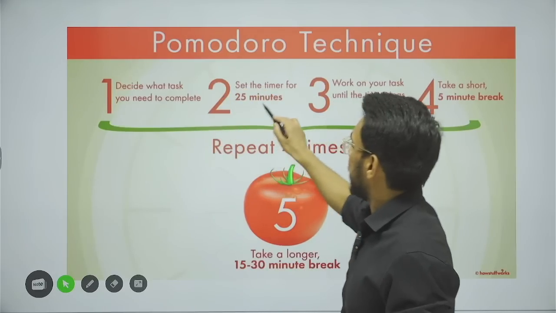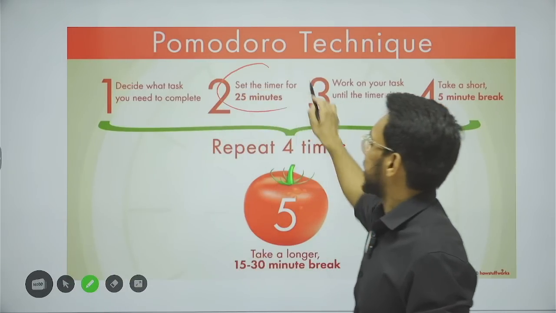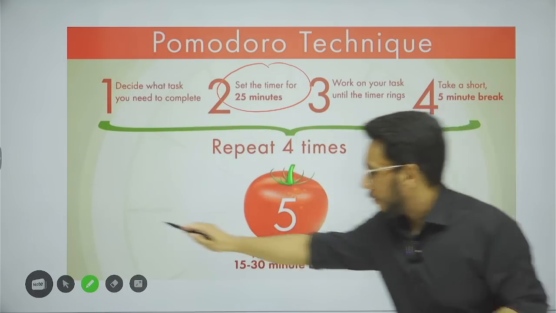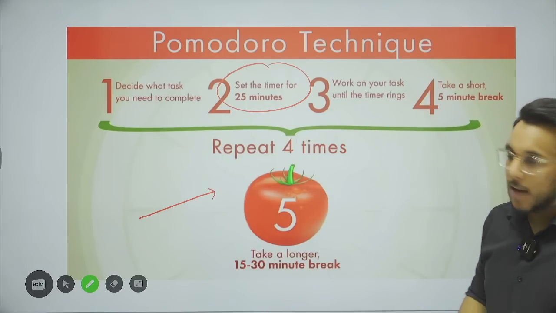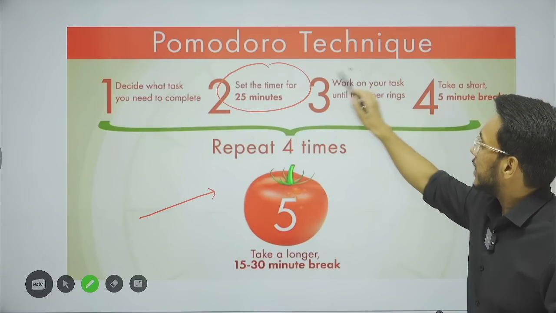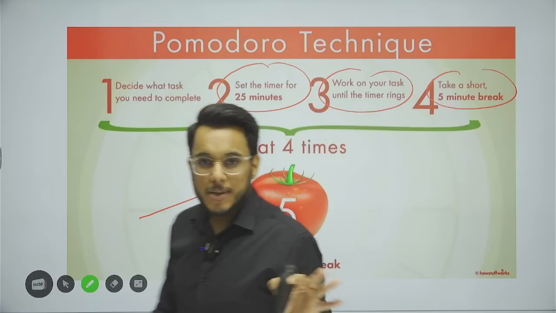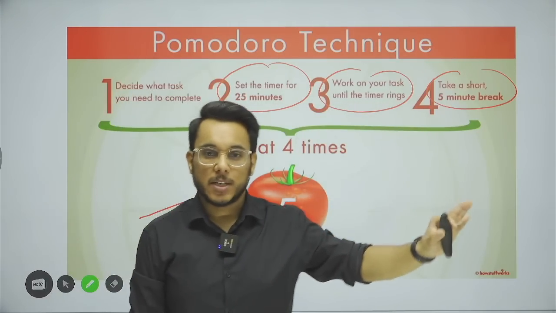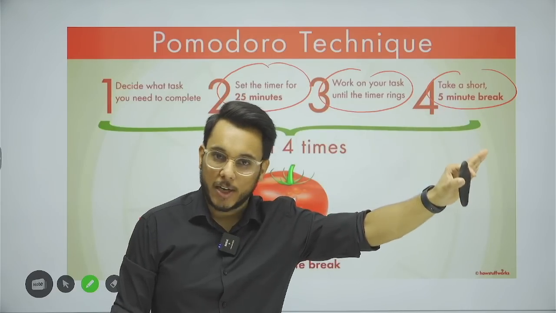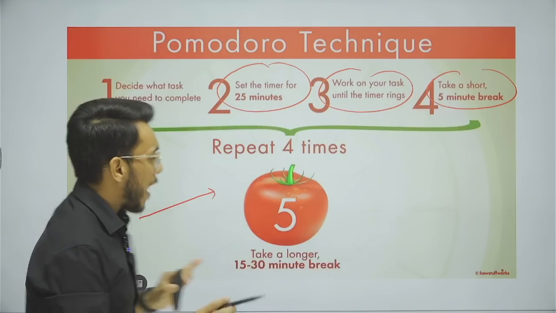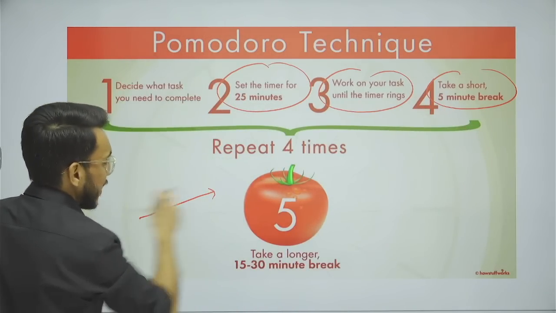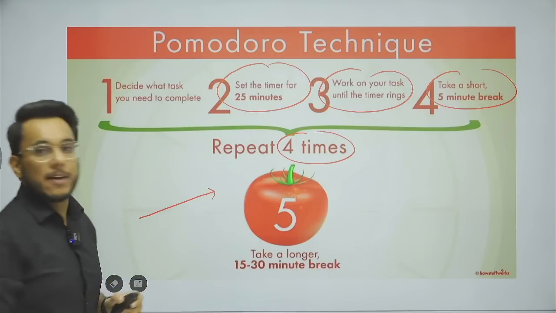You should set a timer for 25 minutes, focus for 25 minutes, and after 25 minutes, take a break of 5 minutes. After the 5-minute break, again set a timer of 25 minutes, then a 5-minute break, again 25 minutes, 5 minutes of break. You have to repeat this process 4 times.